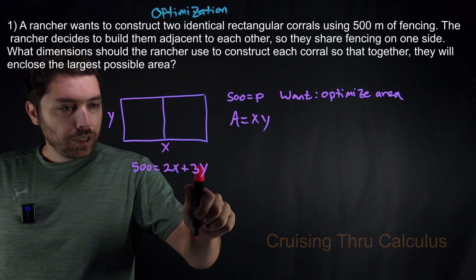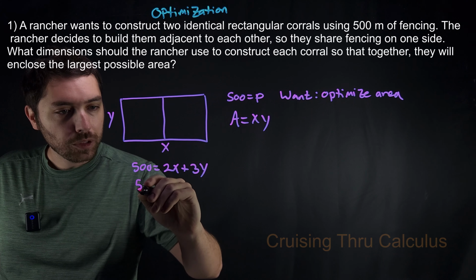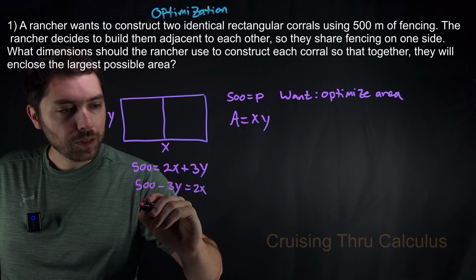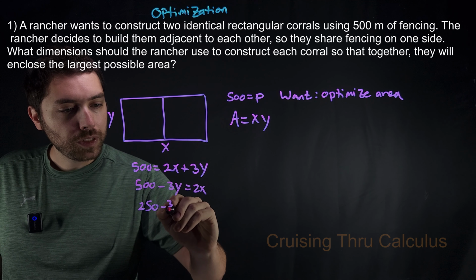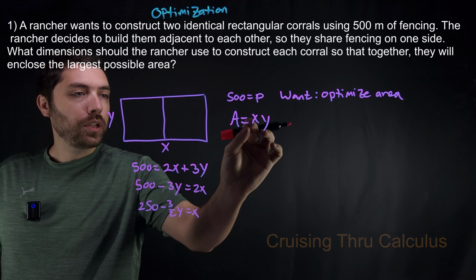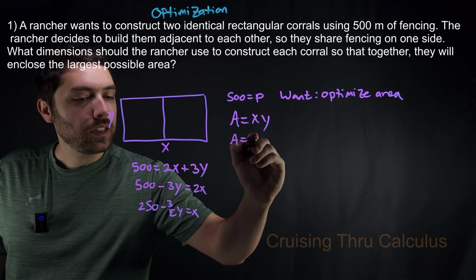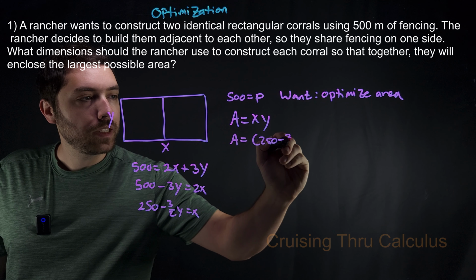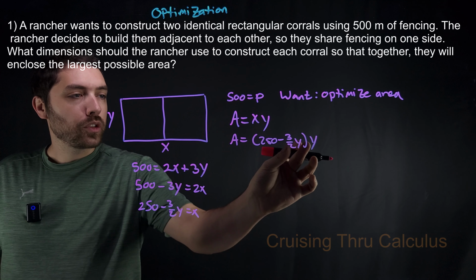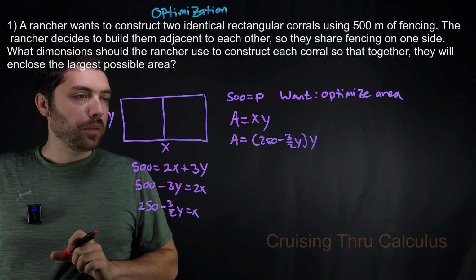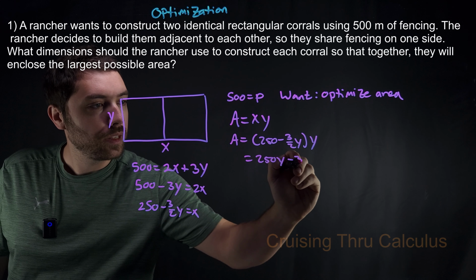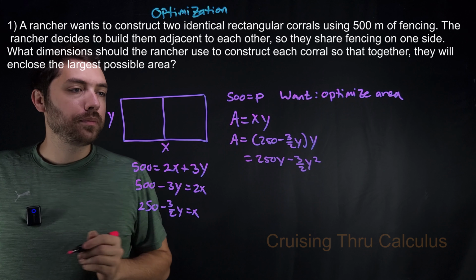In fact, if we take our secondary equation and solve for x, let's do that really quickly. 500 minus 3y equals 2x. Divide each side by 2. 250 minus 3 halves y equals x. I can now take this and substitute it in up here for x. So area is now (250 minus 3 over 2 y) times y. And now I have everything in terms of y, just a single independent variable. Let's go ahead and distribute this y out. We're going to get 250y minus 3 halves y squared.